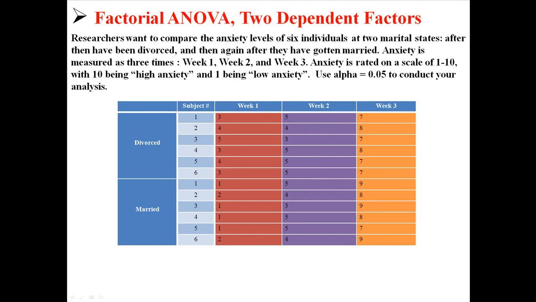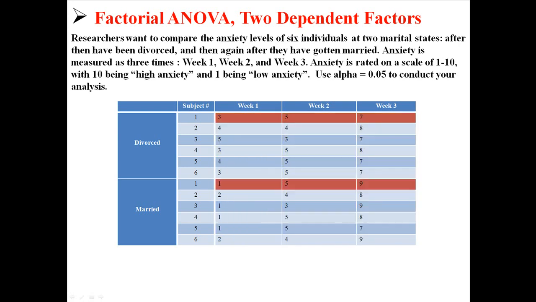So we have one dependent factor, which is week. We're measuring the same person at 3 different times, week 1, week 2, and week 3. So that's going to be some kind of consistent relationship between those 3 levels because we're measuring the same people. We also have another dependent factor, which is divorced and married. We're measuring the same people just after they got divorced and then just after they got remarried. So there's also going to be some consistency between these two groups because we're measuring the same people.